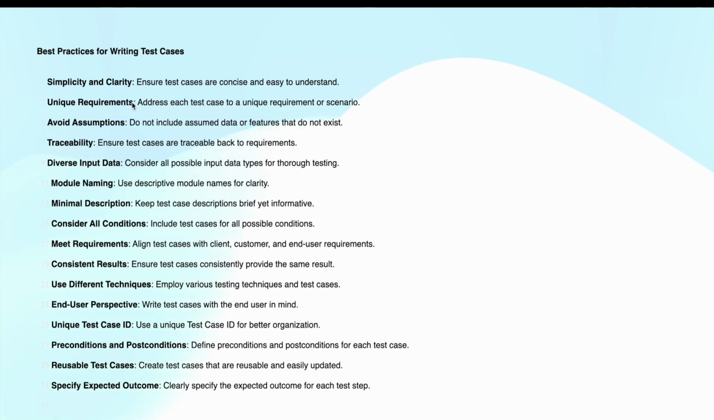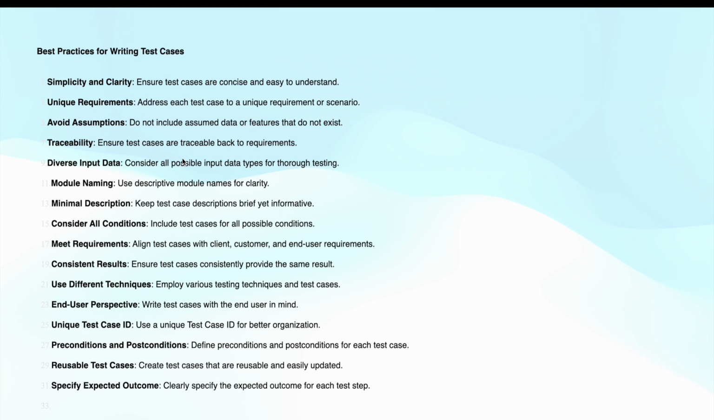Second is unique requirement. Ensure that each test case addresses a unique requirement or scenario, avoiding repetition. Avoid assumptions. A test case should not include assumed data or features that do not exist. A test case should be traceable back to requirement, feature reference, and verification. So we should always link our test cases to the test case scenario.